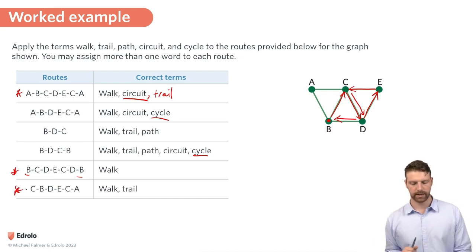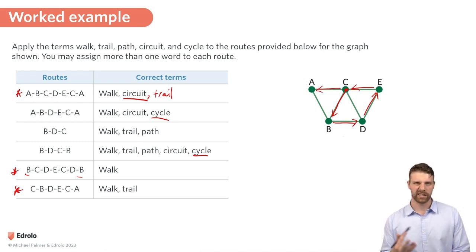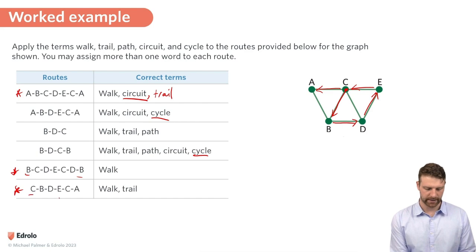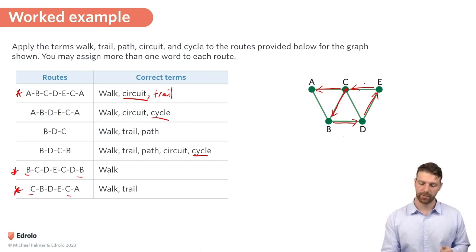Last one. This one looks like it's a walk and a trail. So let's have a look. We go from C, I'm going to finish at A. So we go C, B, D, E, C, A. This is going to be a walk because everything's a walk, but why is it a trail? Well, we are repeating that vertex C, but that's okay. That's allowed in a trail. That's why. So we've made some path where no edges are repeated, but it's okay to repeat that vertex. It's not a circuit or a cycle because we don't start and finish at the same point. So these are the right words to use, I think.